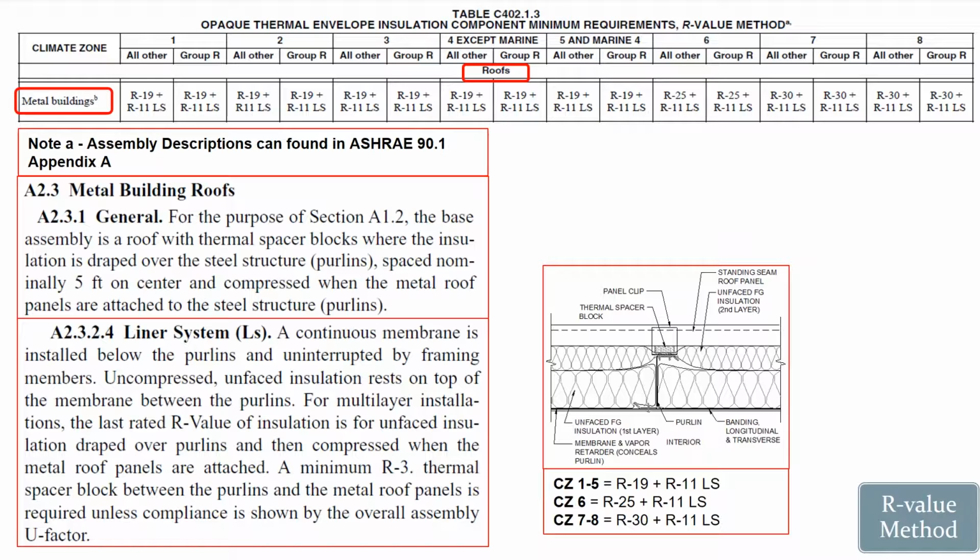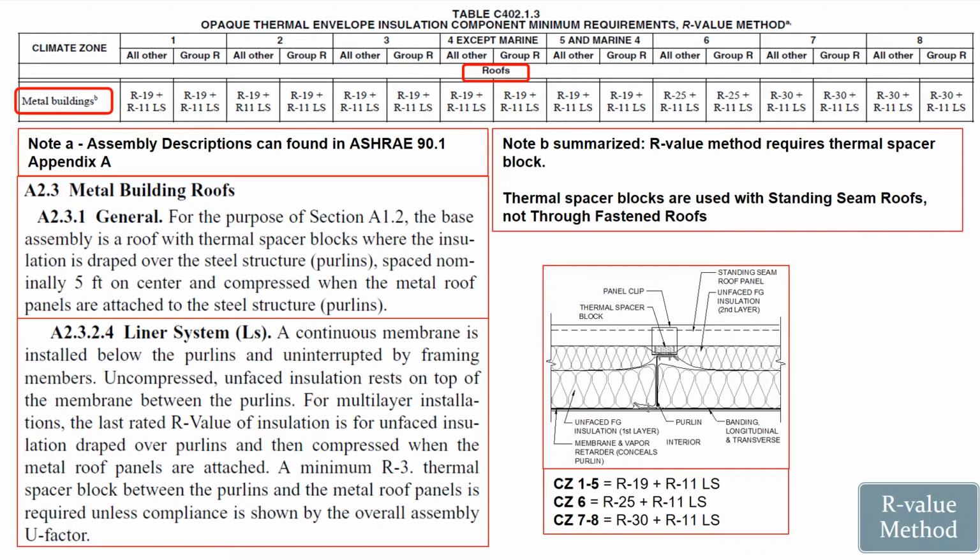Climate zone 6, it jumps up to R25, and 7 and 8 jumps up to R30. So you'd simply use these. You would contact an insulation supplier. Typically one specializes in metal buildings to understand all this, and go from there. It's as simple as that.